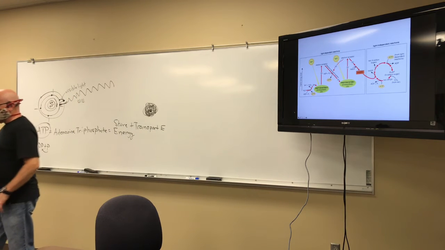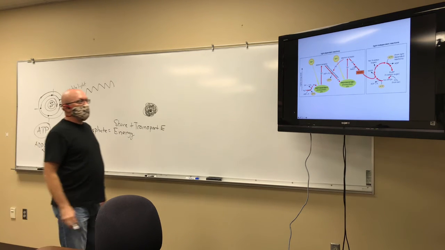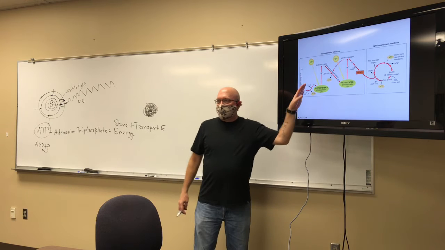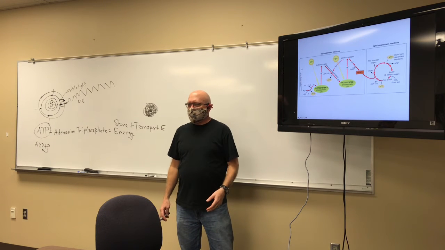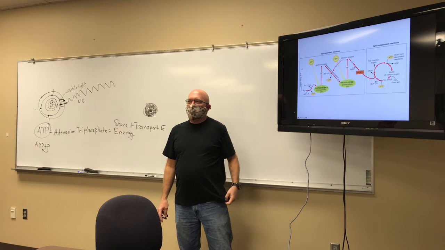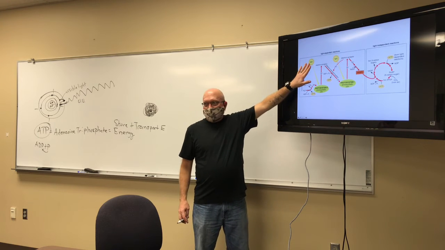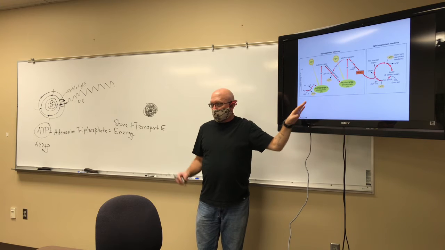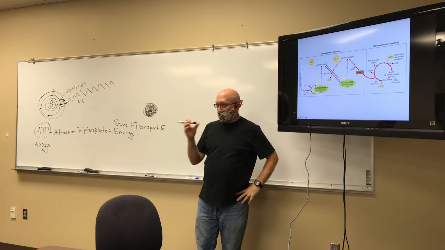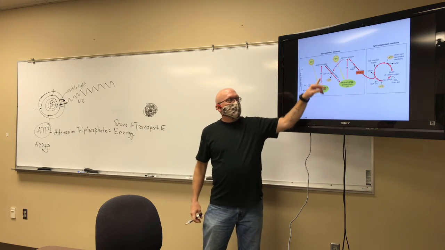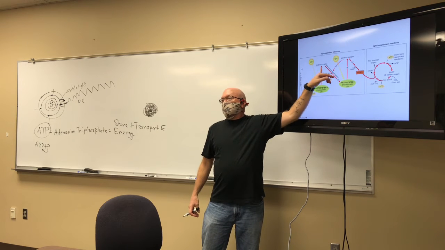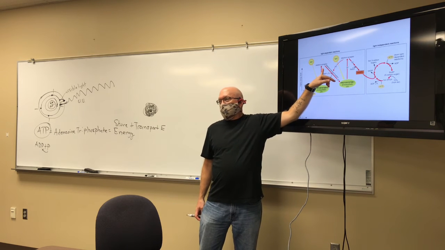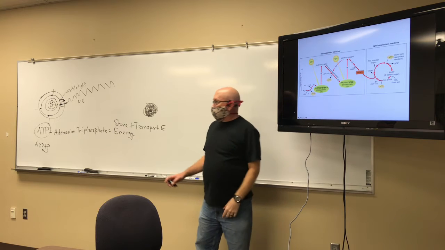What you need to know is that light energy is captured by the pigments in the chloroplast of the plant cell to energize an electron. The energy that electron captures is then stored in the form of ATP.